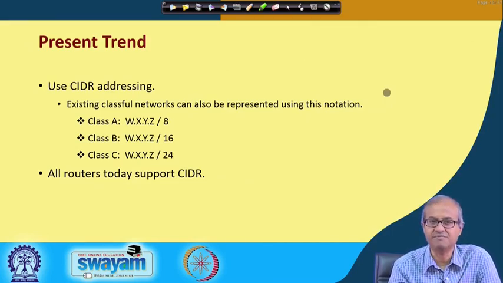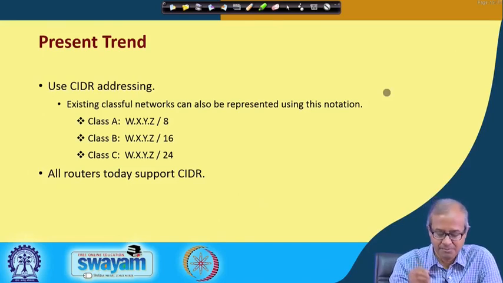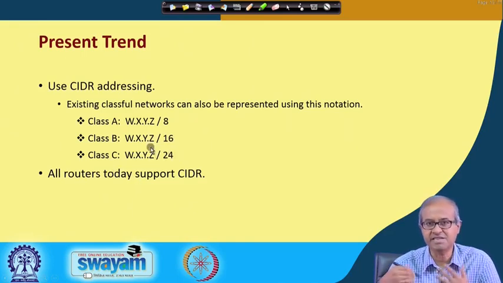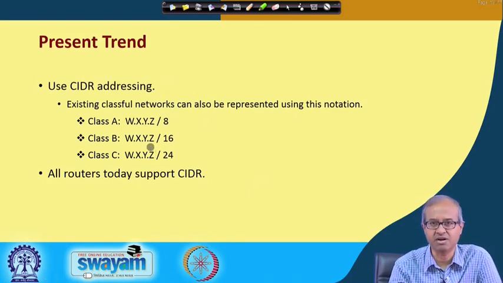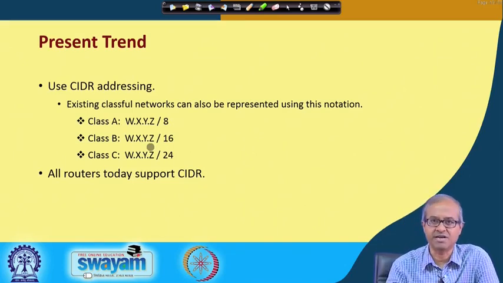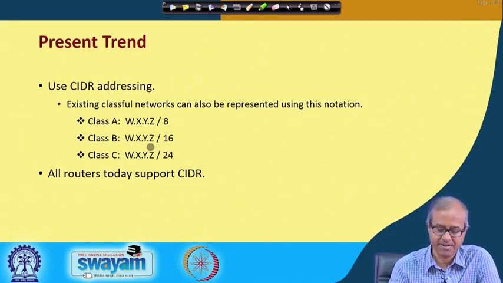So, CIDR is very convenient. The equivalent of class A, class B and class C networks can be represented like this: class A as /8, class B as /16 and class C as /24. So, CIDR is a generalization of the so-called classful addressing. You can use the class A, B, C sizes and more than that. This is the idea, and all routers today support CIDR.